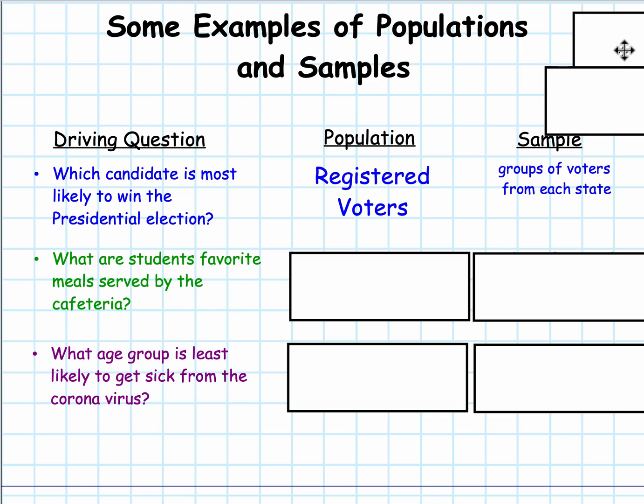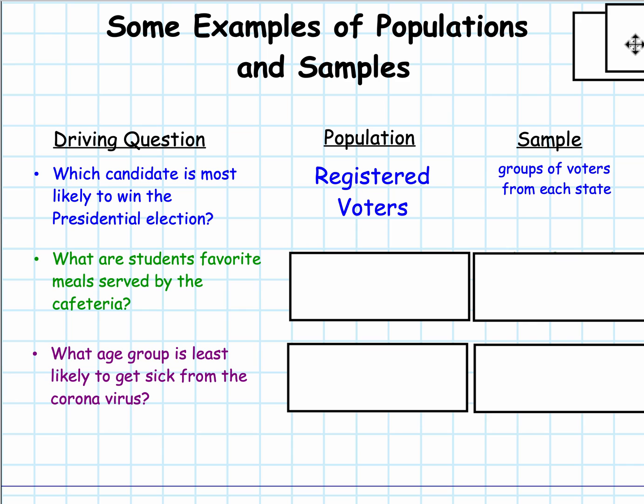So we would want to get our information for this, because it's not the final vote, as a sample. We would want to sample it from groups of voters from each state, probably. Or we may want to look at it as representative groups from each state. Maybe we want to make sure that we get people from each party in that. So there might be other ways that we can get some sample information.